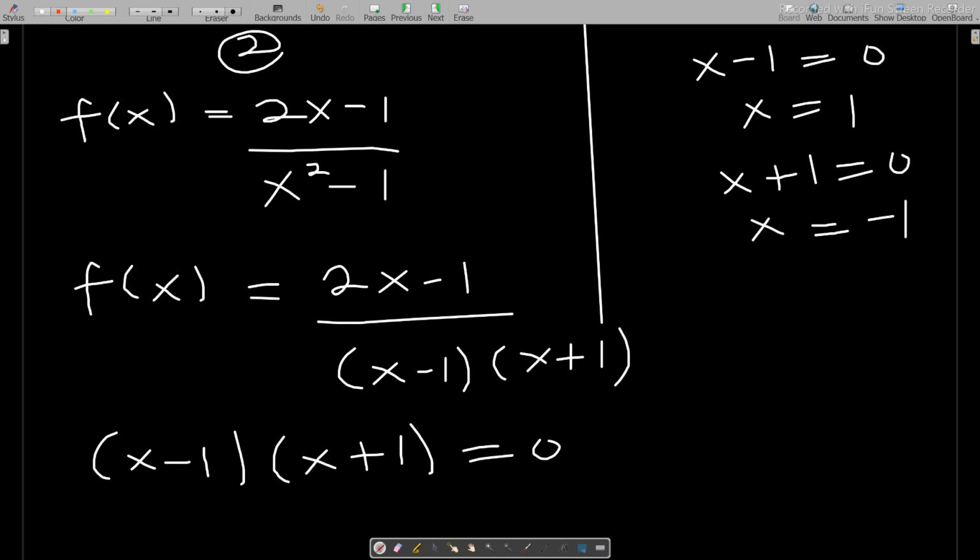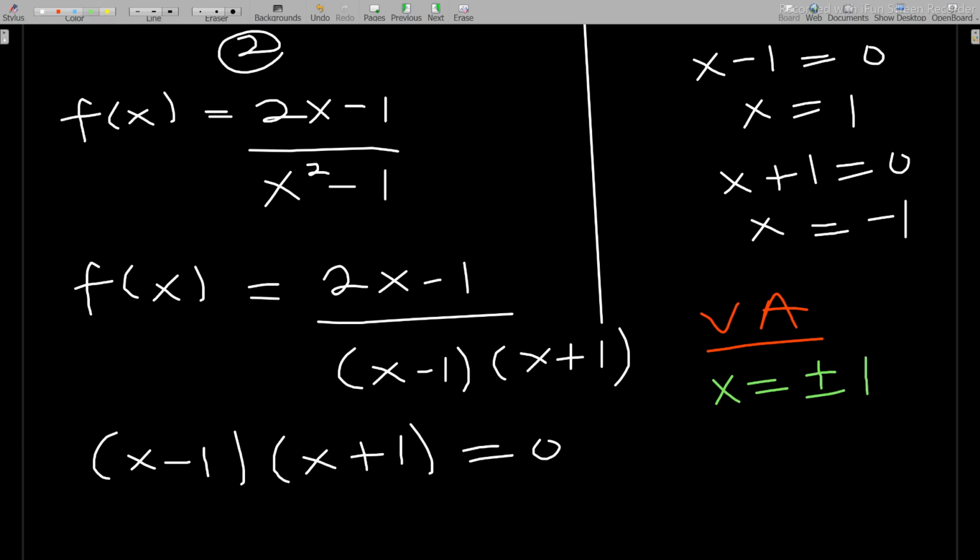So the vertical asymptotes here, VA, you can call it anyhow, that is my way of calling it, VA, is x equals plus or minus 1, or you can separate them by saying the vertical asymptotes are x equals 1 and x equals -1. You can separate them like that. Okay, so I hope this is cool.